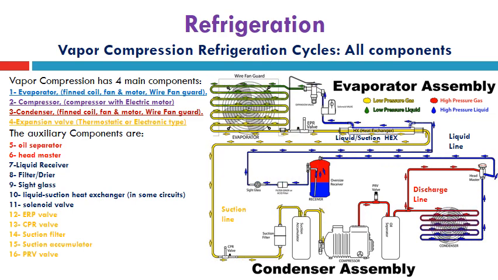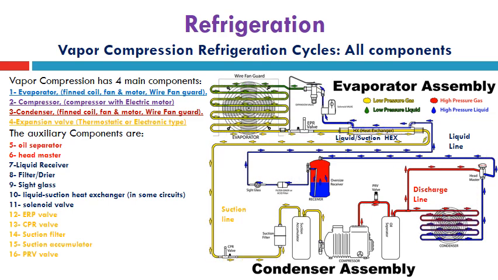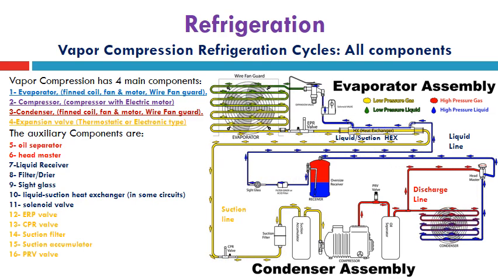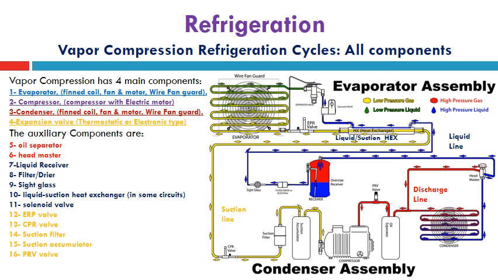Number 16, pressure reducing valve, which is connected on the discharge line of the compressor to ensure that the pressure does not exceed the specified pressure of the condenser and the other system components of this cycle, to prevent them from explosion. It should be clear that the liquid line, suction line and discharge line are colored here with different colors.